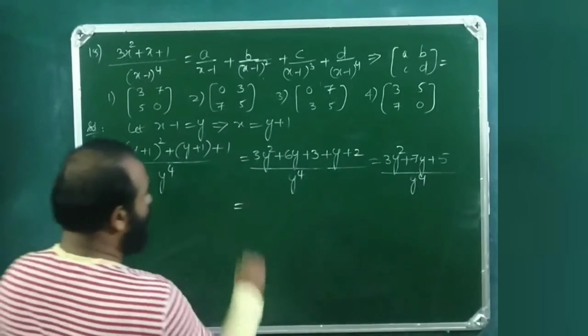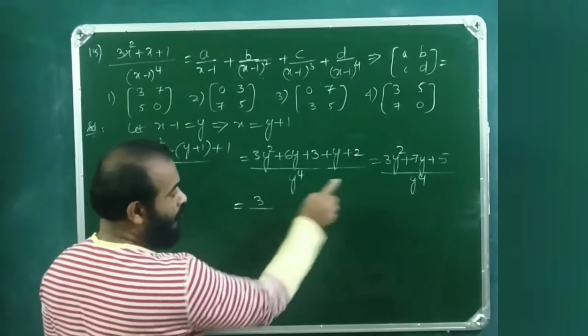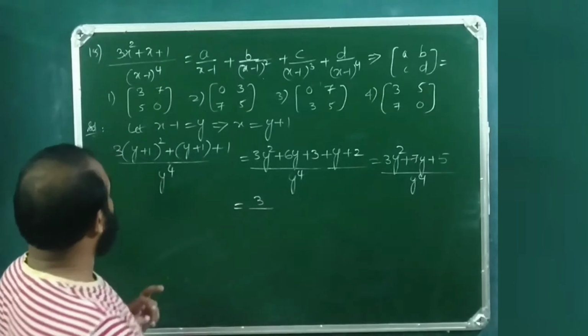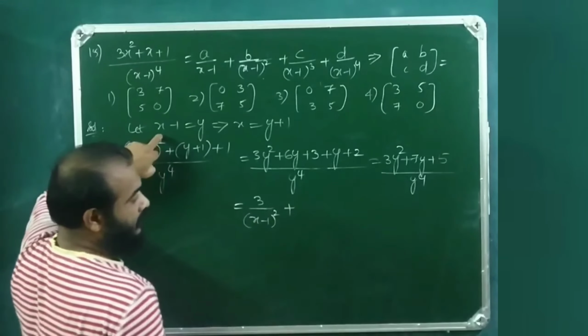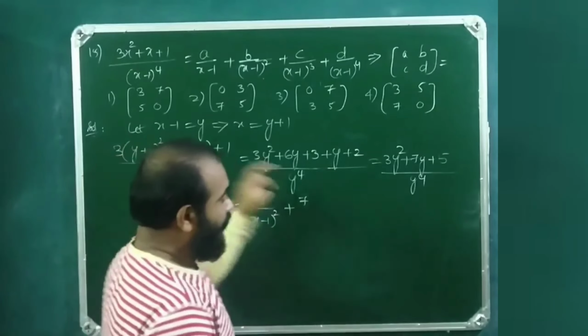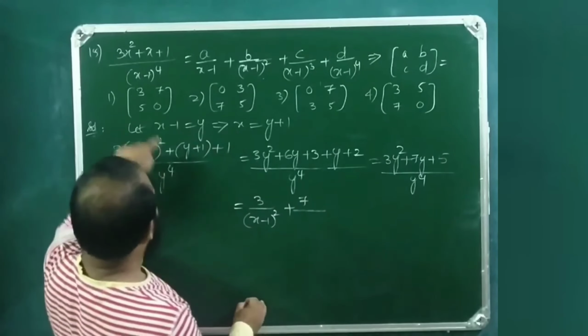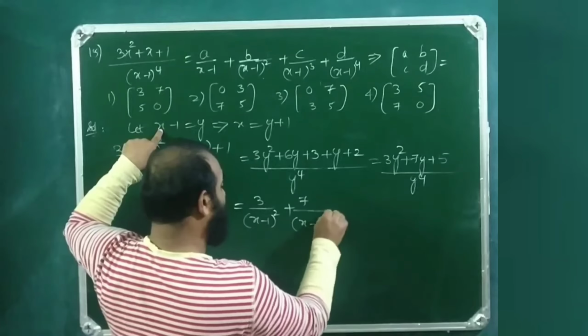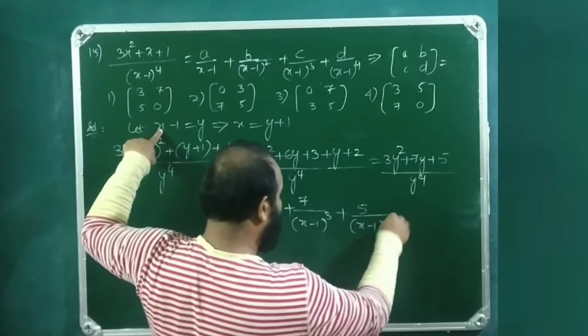This is equal to 3y square by y power 4, which is 3 by y square, and y is equal to x minus 1, so (x minus 1) whole square, plus 7y by y power 4, which is 7 by y cube, y is x minus 1, so (x minus 1) whole cube, plus 5 by (x minus 1) whole power 4.